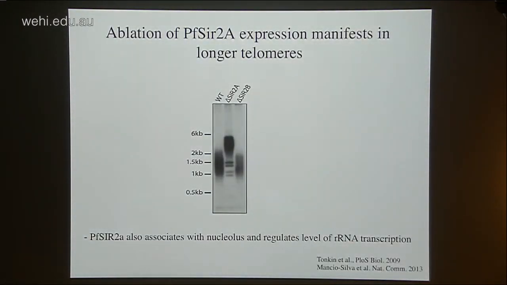SIR2A has pleiotropic effects, and you can see that here, looking at the length of chromosome ends of different parasite lines, the wild-type parental line. In the SIR2A knockout, you see much longer chromosome ends, telomere ends, compared to SIR2B, which isn't altered from wild-type. SIR2A also associates with the nucleolus and regulates the level of RNA transcription. So it clearly has other effects other than the regulation of VAR genes.